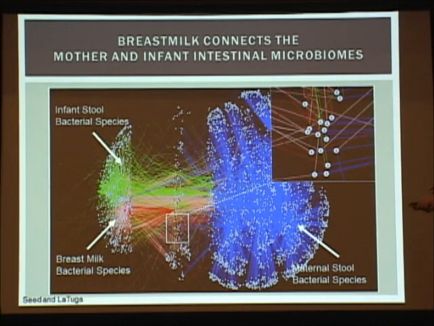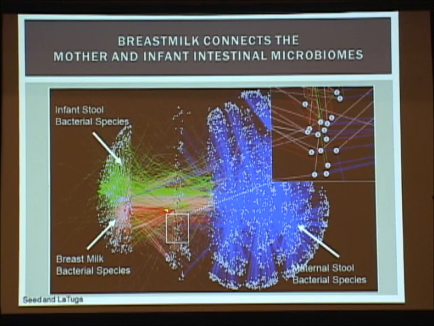So in another study we conducted, we were trying to look at the relationship between the mother's microbiota and the early infant's microbiota. And so this is a network diagram. Let me step you through this. All of these you can think of as species from the mother's stool. All of these are the baby's stool that are in green. Breast milk are in pink.